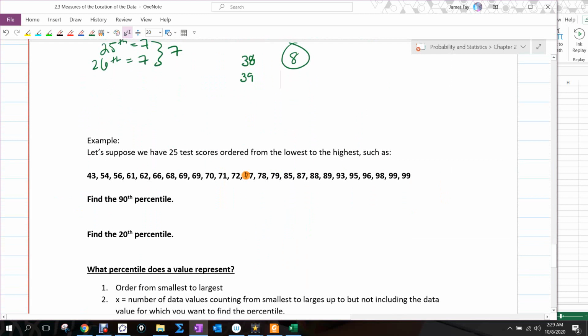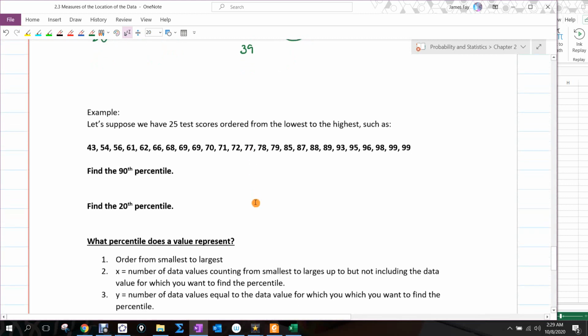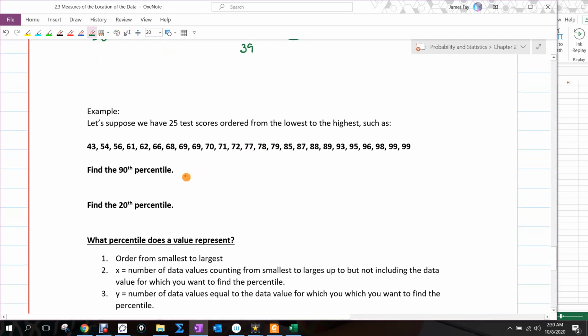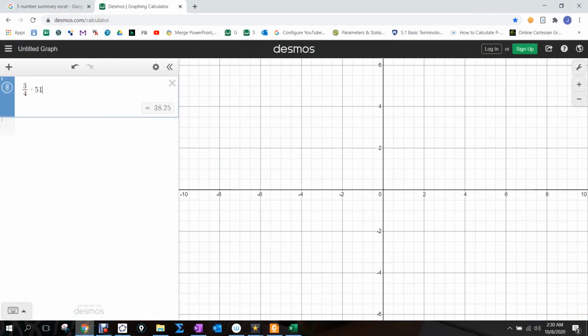Here it says, let's suppose that we have 25 test scores ordered from lowest to the highest, such as these. So those are already lowest to highest. So what I want to do is find the 90th percentile. So I'm going to go 90 over 100. And now I've got 25 test scores, so this number here is going to be 26. It's n plus 1. So 0.9 times 26, see what that is. 0.9 times 26, 23.4.